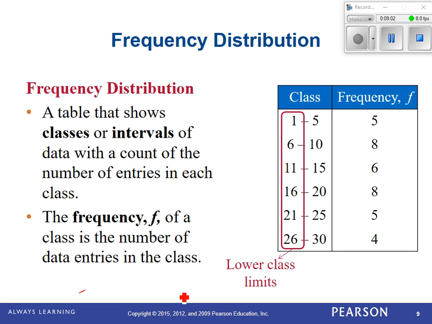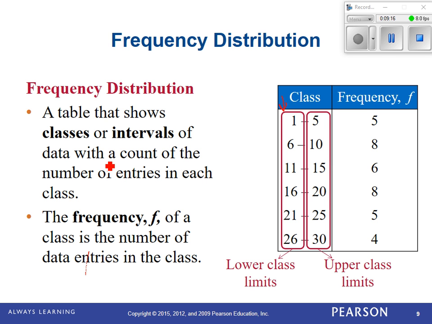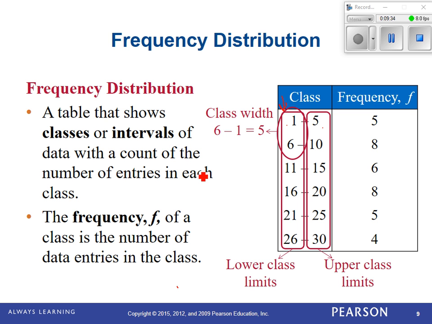The first set of numbers, this set of numbers, is called the lower class limit. So down the far left side, that's the lower class limit. The ones on the right are the upper class limit. So you got your lower class limits, you got your upper class limits, and we're going to figure out how to find each of those. And then you have your class width.